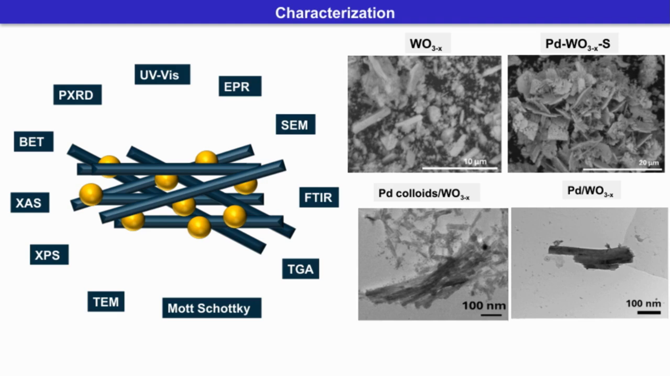FTIR helps us identify functional groups and bonding environments, while XAS and XPS give us detailed information on the oxidation states and electronic structure of our elements. TGA allows us to assess thermal stability and composition changes. Mott-Schottky measurements help determine the semiconductor properties like flat band potential and carrier density. EPR reveals unpaired electrons, which can be linked to defect states or free radicals. UV-Vis spectroscopy provides information about optical properties and bandgap energies. PXRD confirms the crystalline phases present in our materials.